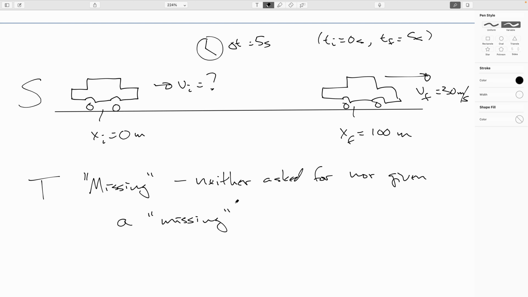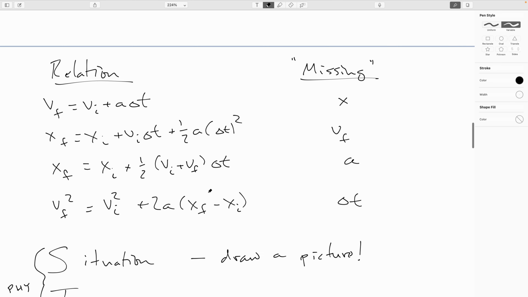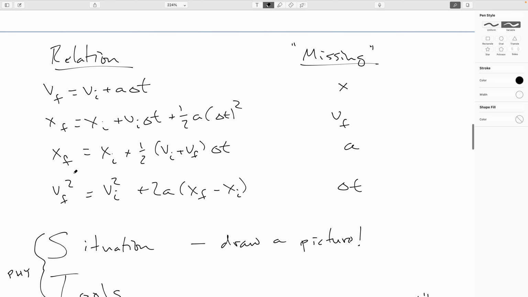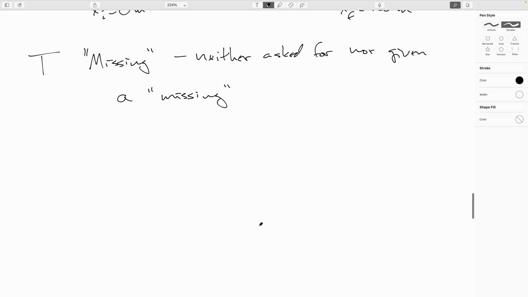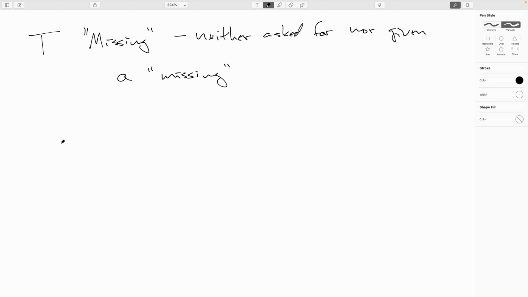So then that means my tool is going to be the equation that does not have an acceleration in it, namely this one right here. Let me give a little bit of room over here. So we'll say x final equals x initial plus 1/2 times v initial plus v final, times delta t. All right, so that's my tool, and now let's proceed to find the answer.